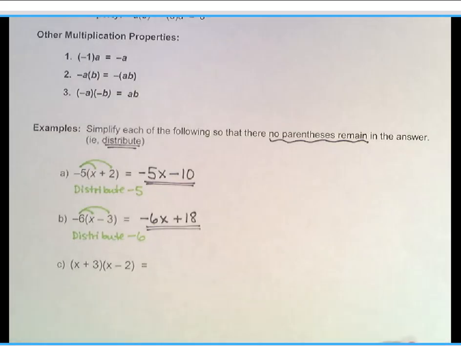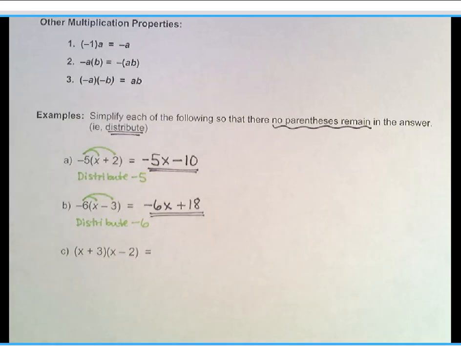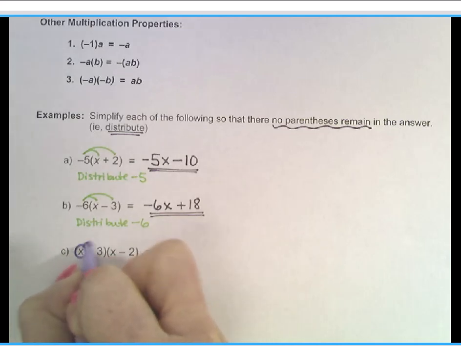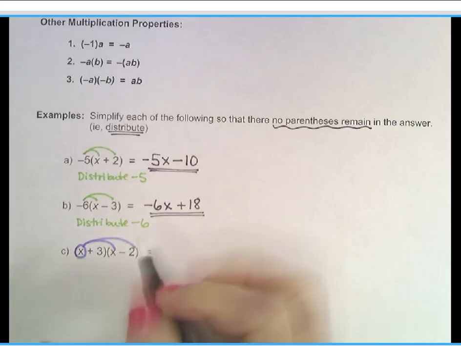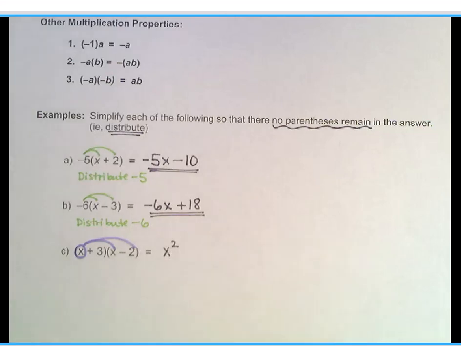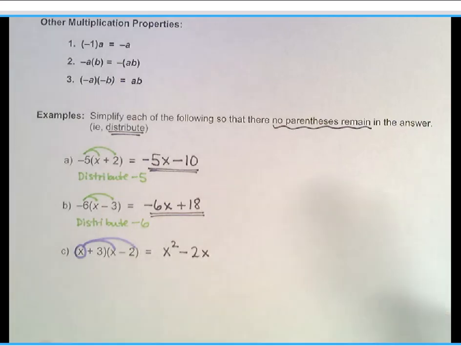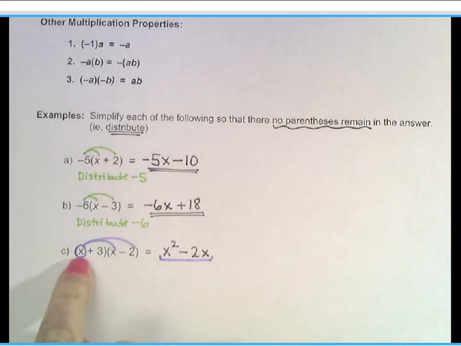And then for this last one, we have 2 pieces times 2 pieces. So we have a lot of distributing that has to happen here. The x has to get distributed to the x minus 2, and the 3 has to get distributed. So we're going to do both of these. Let's see, I'm going to do this in some colors here. First, I'm going to distribute the x to each guy over here. So x times x is x squared. X times a minus 2 is a minus 2x. So those are the pieces that you get from distributing the x through.